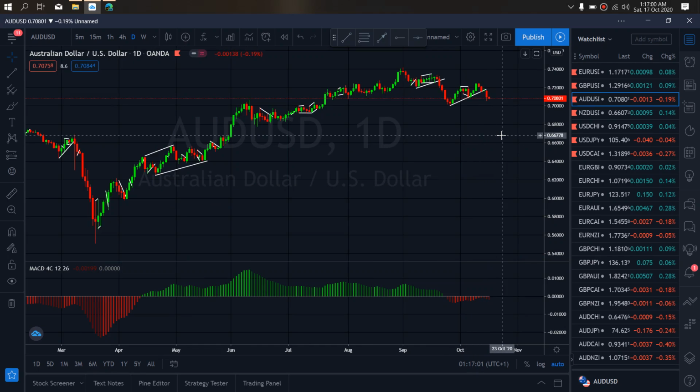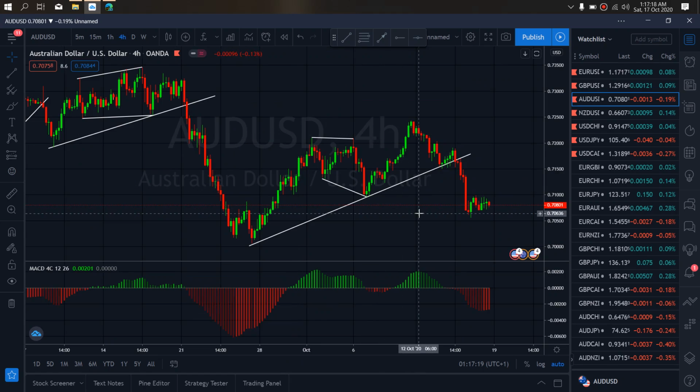On Aussie dollar for this week, Aussie dollar throughout last week was dropping, and this week we expect it to correct and continue the drop downside. This was a corrective climb. They can give us another corrective climb after this drop, but for now I expect the drop to continue this week on Aussie dollar. Within to 4-hour time frame.